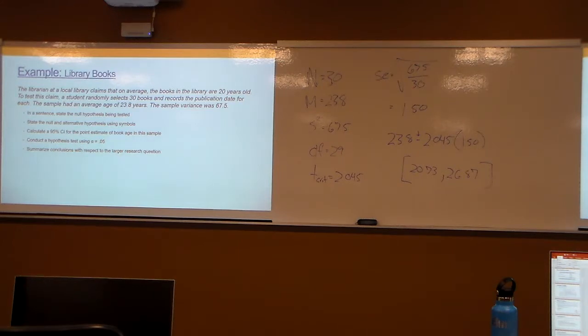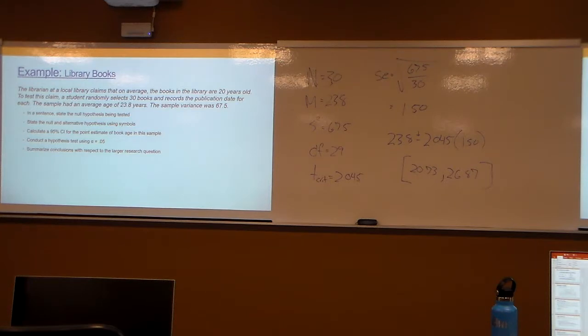But do we know for this individual one whether it contains it? And can I say that there's a 95% chance that this interval contains it? Why not? Because either the true mean of the age of the books is in there or it's not, right? It's not like sometimes it will be. It's not that 95% of the time the population parameter is going to fall between 20.73 and 26.87. It's either in or it's out, right?